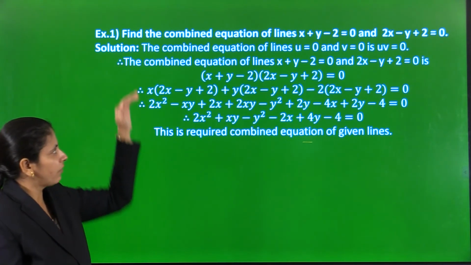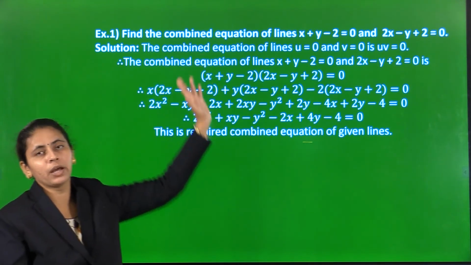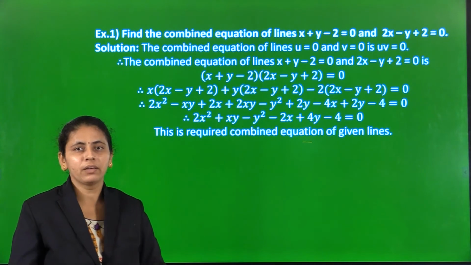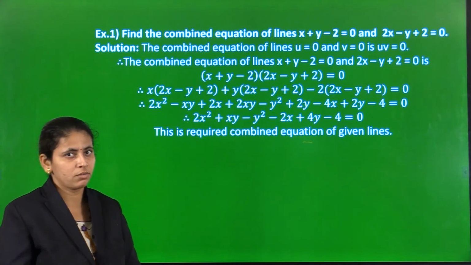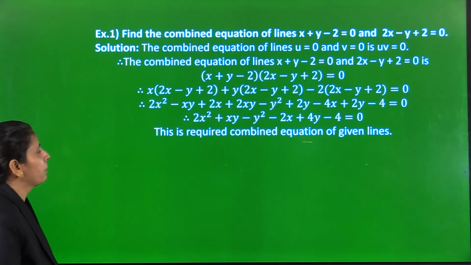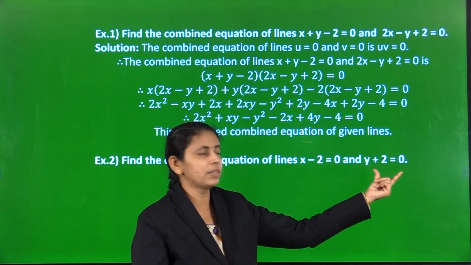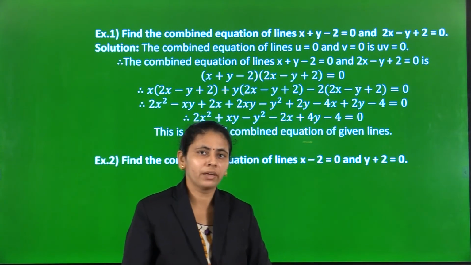In this way, if we have given the equations of two lines, then we can find out the combined equation of two lines. Okay, now see the second example. In the second example also we have given two equations of lines and we have to find out the combined equation.